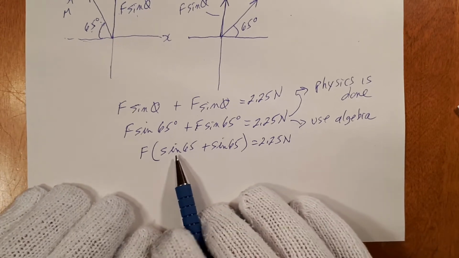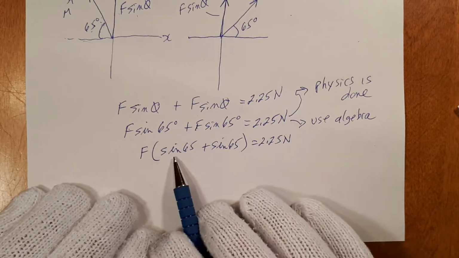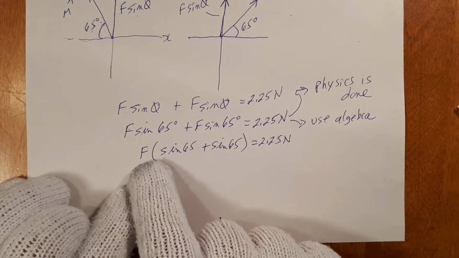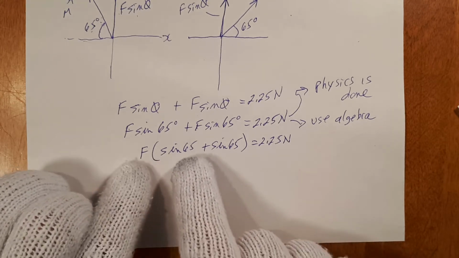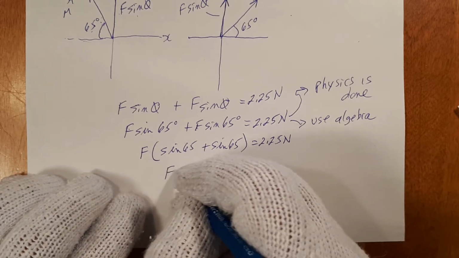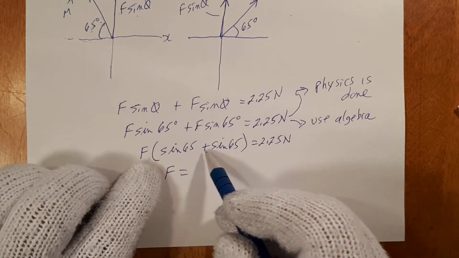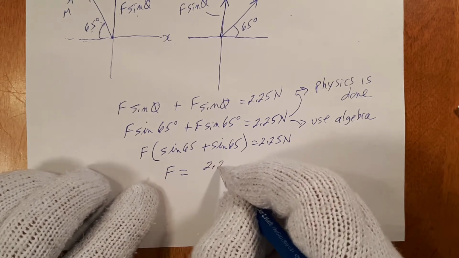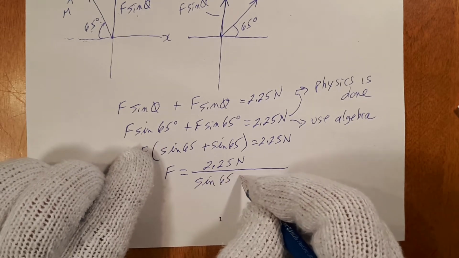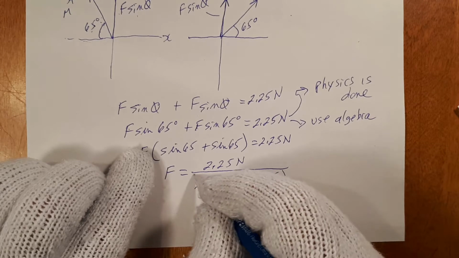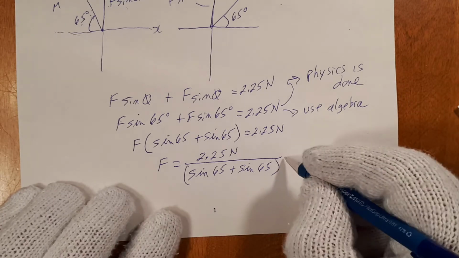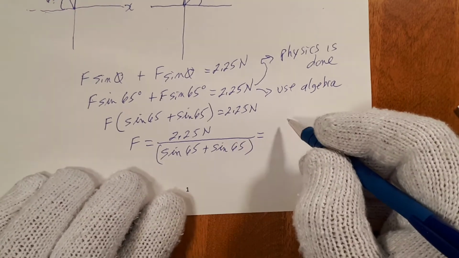Now you could go in your calculator and determine what sine of 65 is plus the sine of 65. I'm going to leave it the way it is because that is a number. Looks different, but it's still a number. We want to isolate f. This is just one number, so in order to isolate f, I'm going to divide both sides by this term. And in order to move it to my right-hand side, that would look like this. Isolating f, dividing both sides by sine of 65 plus sine of 65, f is equal to 2.25 newtons divided by this term. I'm going to leave it in brackets to show that that is actually just one number.